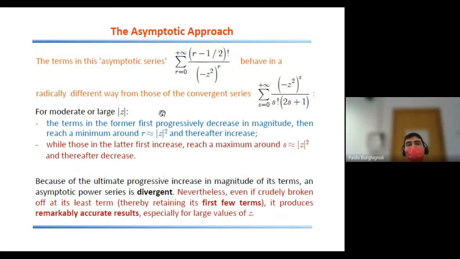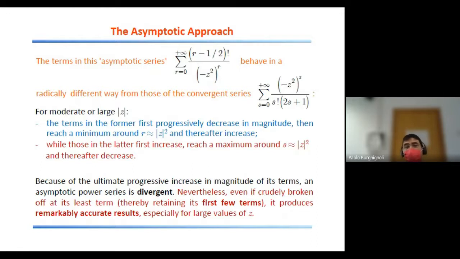Okay, now for moderate or large absolute values of z, the asymptotic series has the property that its terms first decrease in magnitude, then they reach a minimum, which is around the point when the index r is about the absolute value of z squared, and thereafter they increase indefinitely. That's the opposite behavior with respect to the convergent expansion, in which the first terms increase, they reach a maximum around the same index, and thereafter they decrease as they need to do because the series must converge. Okay. So since the asymptotic series has individual terms that do not tend to 0 in absolute value, that cannot be a convergent series. That's a divergent series.